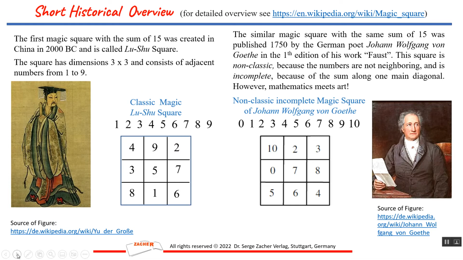A similar magic square with the same sum of 15 was published in 1750 by the German poet Johann Wolfgang von Goethe in the 1st edition of his work Faust. This square is non-classic because the numbers are not neighboring and is incomplete because of the sums along one main diagonal. However, mathematics meets art.